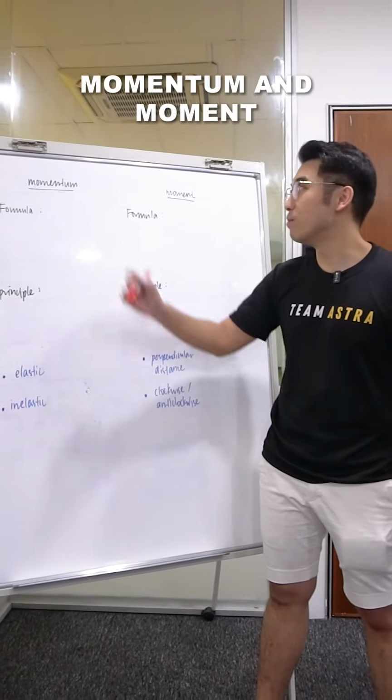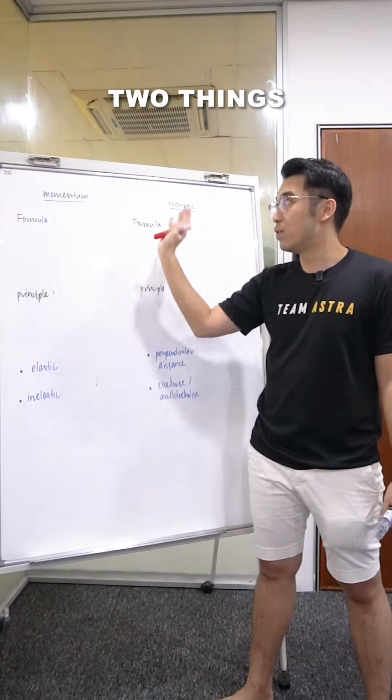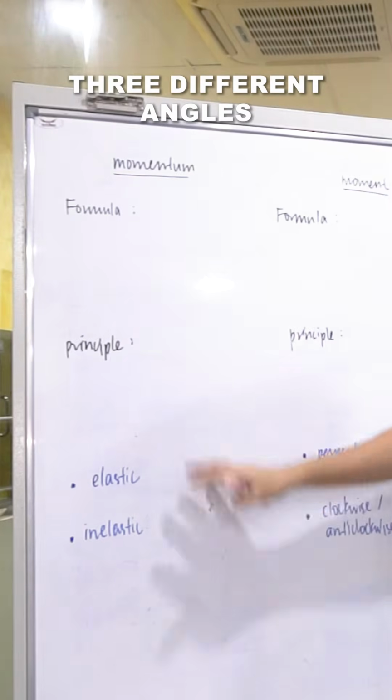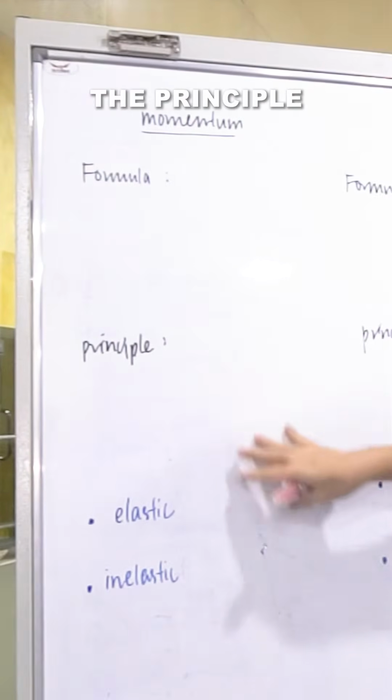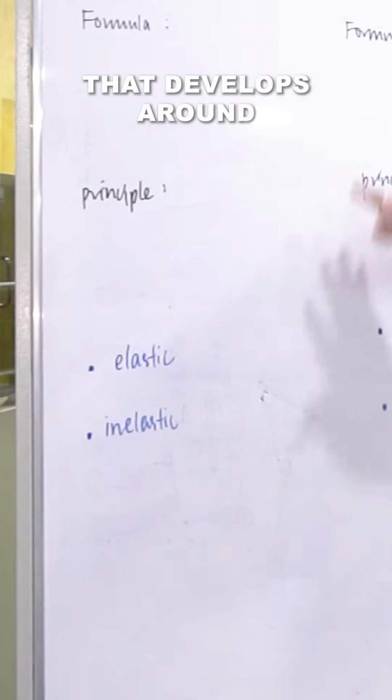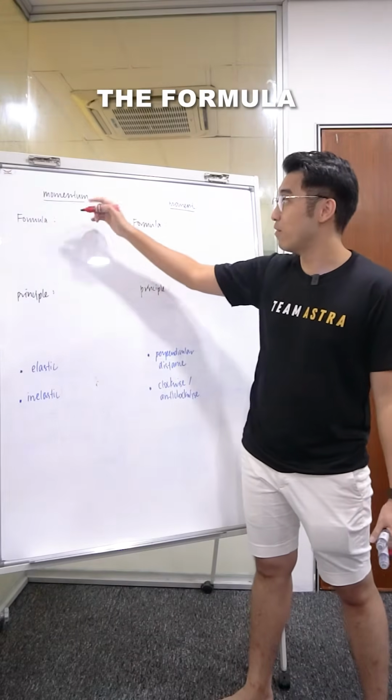Now, what's the difference between momentum and moment? Let's look at these two things from three different angles. The first one is the formula, the second one is the principle, and the third is the related concepts that develop around these two things. Now, let's look at the formula for momentum.